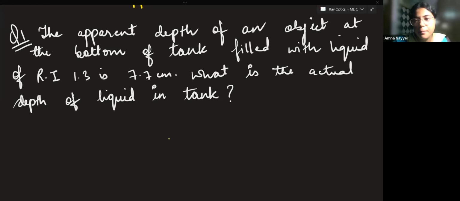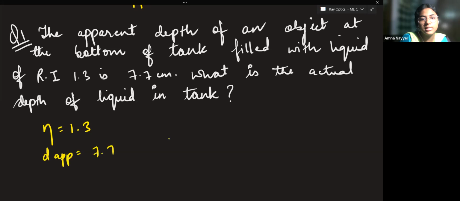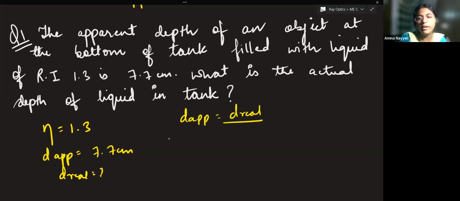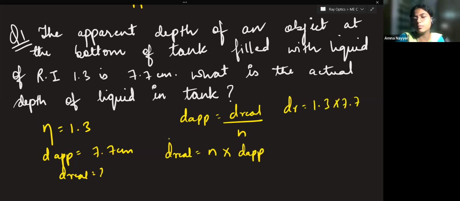This question says the apparent depth of an object at the bottom of a tank filled with liquid of refractive index 1.3 is 7.7 centimeters. What is the real depth? Very direct question. Apparent depth is equal to real depth divided by refractive index, so real depth will be refractive index multiplied by apparent depth. So D real will be 1.3 into 7.7. I think this will be 10.01 centimeters. Just cross check, is this the answer?